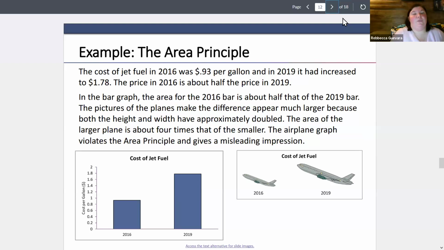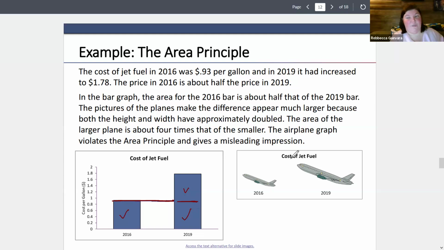An example here would be the cost of jet fuel. In 2016 it was 93 cents to the gallon. In 2019, it had almost doubled in price to $1.78. Had you looked at the bar chart, we see, yeah, it doubles. Bar charts are a good image where we usually can show doubling of area. This area here is twice as much as this area here.